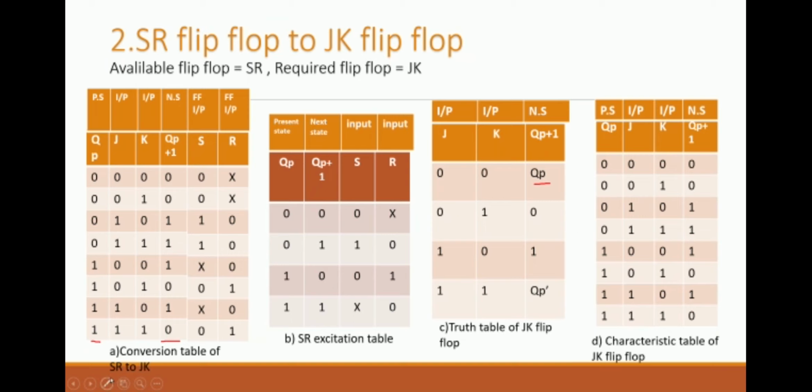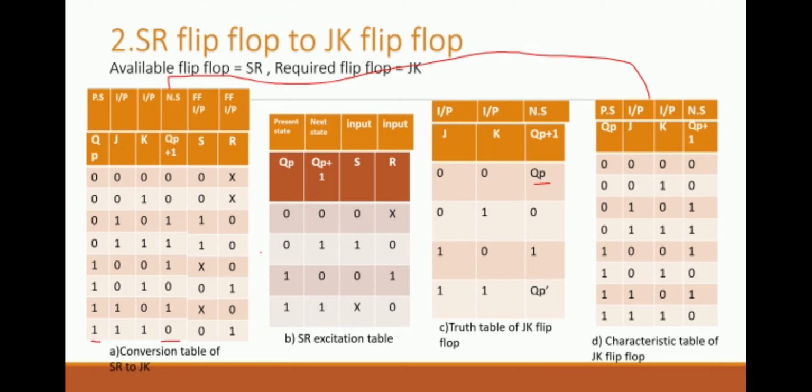To construct conversion table of SR flip-flop to JK flip-flop, we move this characteristic table as it is in conversion table. Using this characteristic table, we find S and R flip-flop inputs. For present state is equal to 0 and next state is equal to 0, S and R is 0 don't care. For 01, it is 10.